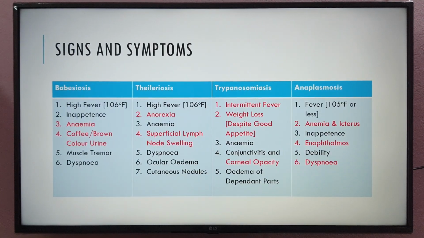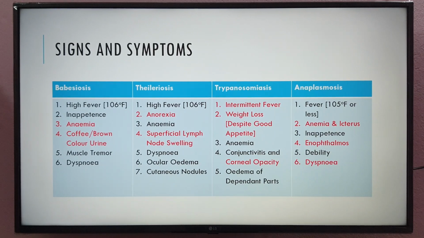Next, coming to the signs and symptoms directly. I won't discuss the pathogenesis because it is more or less theory; you can read that in your own time. I will discuss only from the practical point of view. For Babesiosis we will find mostly high fever, more than 105 degrees Fahrenheit, sometimes reaching 106 and 107, and there will be inappetence. Inappetence is reduction in appetite, whereas anorexia is complete absence of appetite.